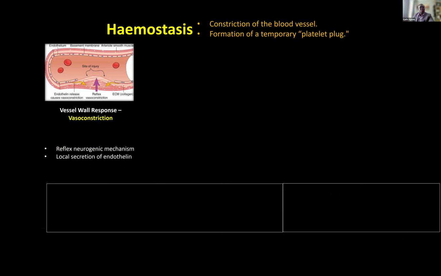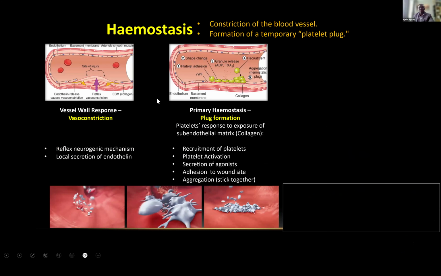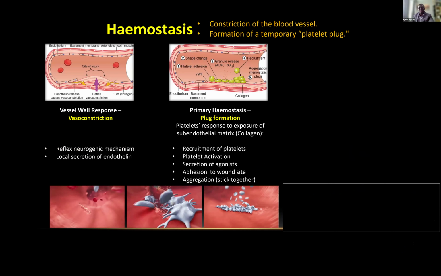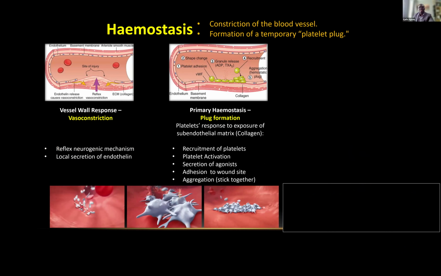The first response of the human body to injury is really a vasoconstrictor reflex. This is really an attempt of the body to bridge the gap and prevent the loss of blood. This is immediately followed by the formation of the primary hemostatic plug. Here what we're seeing is a direct response of the platelets that are in flow to the exposure of the subendothelial collagen that is now exposed as a result of the injury. They are recruited to the injury sites, they become activated, they secrete their cargoes, they adhere to the wound, and also they stick together.